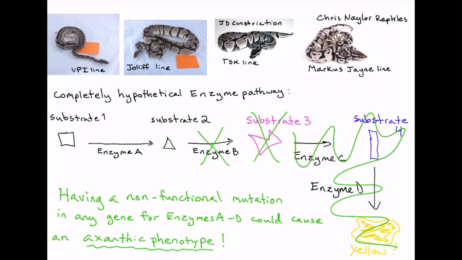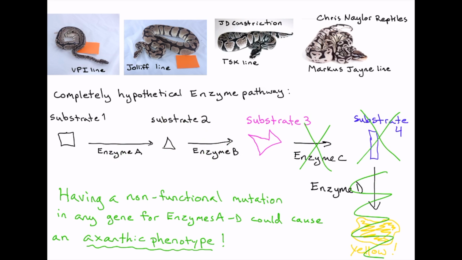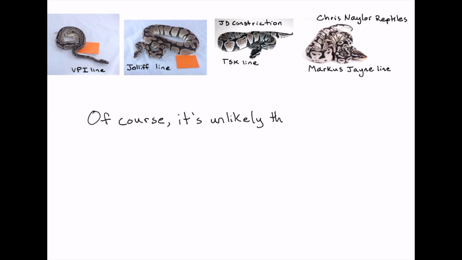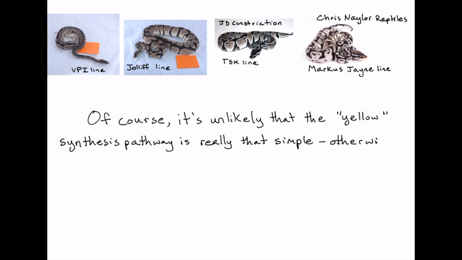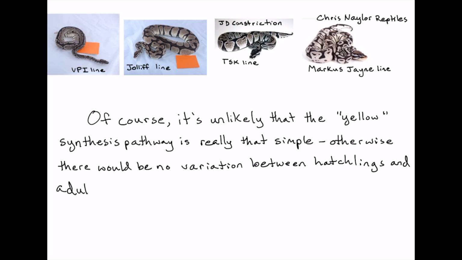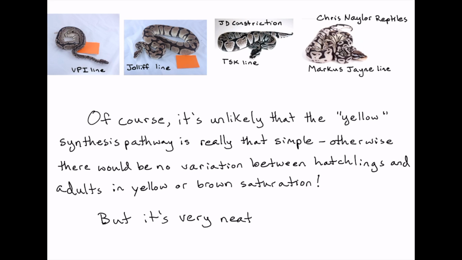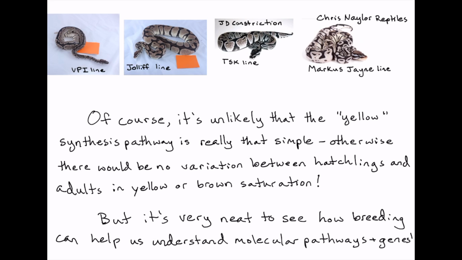However, if you have a mutation in enzyme B, you get no substrate number 3, regardless of how many substrate number 2s are sitting around waiting. The same is true for breaking C, having nothing to give to D, and breaking D and not making yellow in that final step. Of course, it's unlikely that the yellow synthesis pathway is really that simple. Otherwise, we wouldn't see so much variation between hatchlings and adults in yellow or brown colors, or saturation. This, though, gives us a very cool example of how breeding can help us understand molecular pathways and genes.